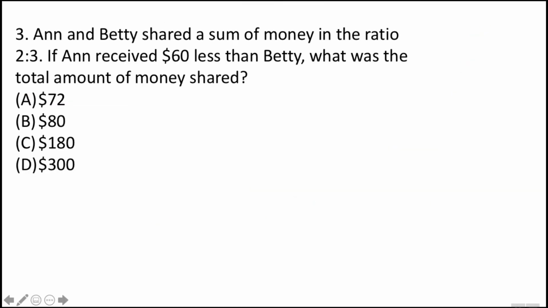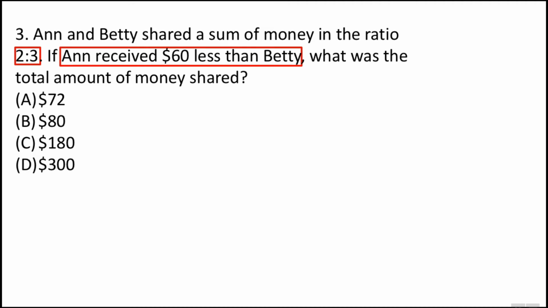Let's have a look at our third example. Anne and Betty shared a sum of money in the ratio 2:3. If Anne received $60 less than Betty, what was the total amount of money shared? The first thing that I'll do is to highlight key information in the question. The ratio for Anne and Betty is 2:3. I'll highlight that. Also, we know that Anne received $60 less than Betty. I'll highlight that as well.